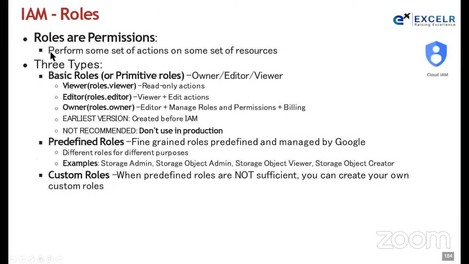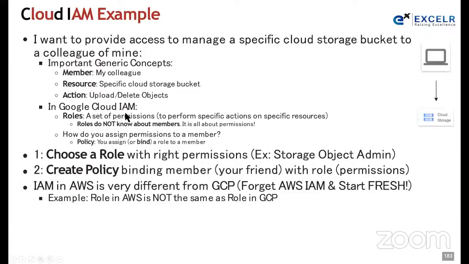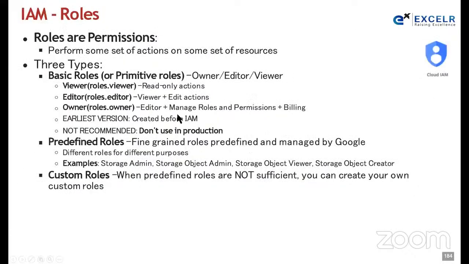Then let us look at roles. Roles are nothing but permissions. They perform the same set of actions on the same set of resources. There are three types of roles available: viewer, editor, and owner. Viewer will have only read-only actions. Editor will have view and edit, and the owner will have complete permission, wherein you can manage the permissions of that object, edit it, billing, and so on.